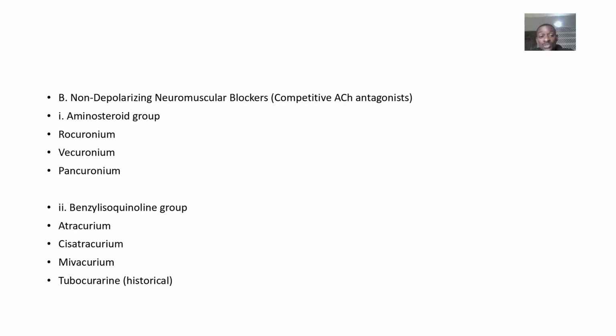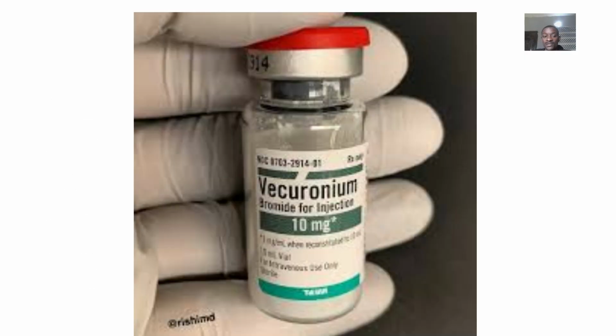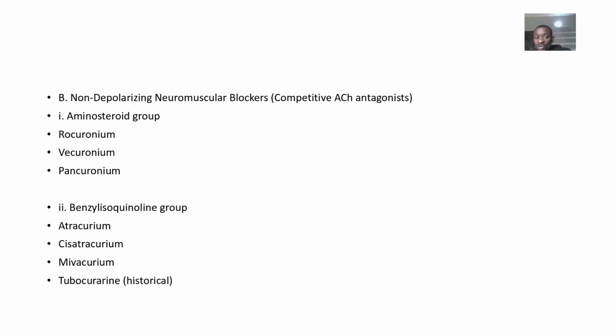So looking at the non-depolarizing neuromuscular blockers, we have drugs like Rocuronium, we have Vecuronium, a lot of them. Those are the aminosteroid groups, the ones I listed. Then the benzylisoquinoline groups. That's why you have drugs like Atracurium. Their names are really crazy.